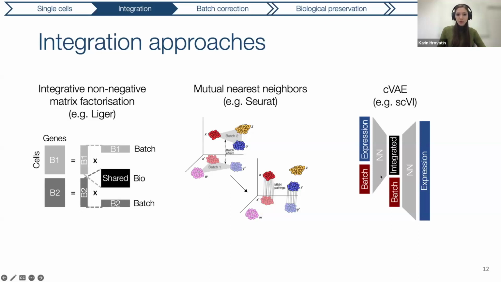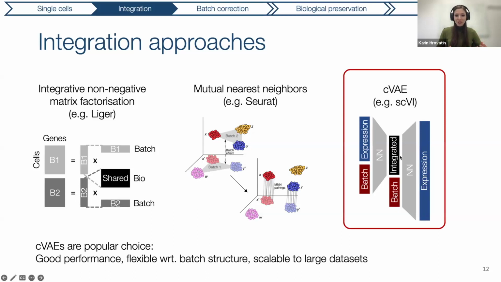The last approach that I'm going to focus most on today is based on conditional variational autoencoders. What we do here is we take expression of genes and the batch information, we put it through a neural network, through an encoder, and then when we get to the decoder, we again put in the batch information to reconstruct the data. Because we are now inputting the batch information again, our latent space does not need to contain any batch information and therefore can be regarded as batch-free, or our integrated representation.